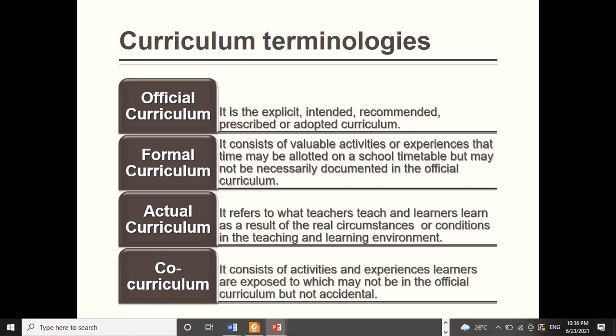Then co-curricular: all the experiences that learners are exposed to, which may not be official but are not accidental. That is, we have debating clubs and all that, sports. They may not have an official place in the curriculum, but it's part of the curriculum. So that is the co-curricular curriculum. Sports and clubs are co-curricular activities.